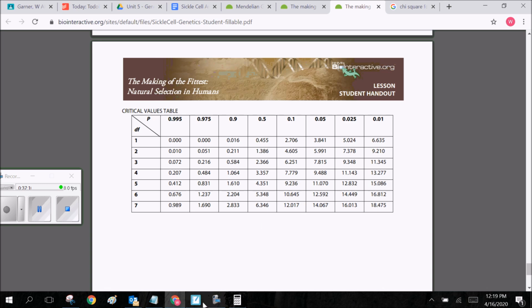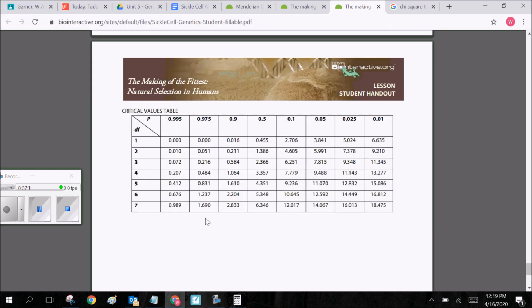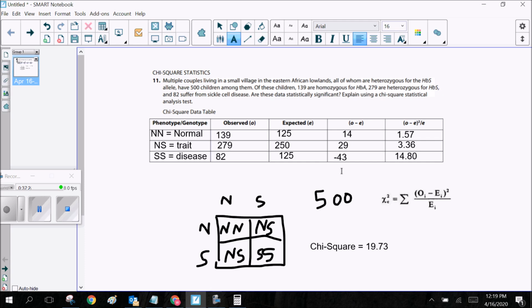So let's go ahead and take a look. We got a chi-square of 19.73. Oh, one more thing. Now, in order to use this chart, we not only need the confidence intervals, but we also need degrees of freedom. What does that mean? Well, if you remember from the beginning of the year, degree of freedom is going to be calculated by the number of categories minus 1.